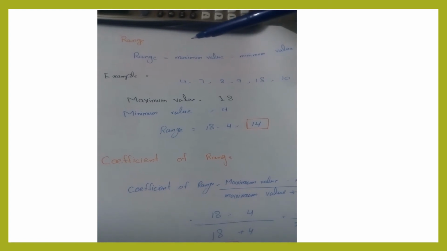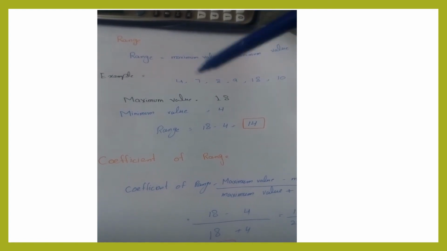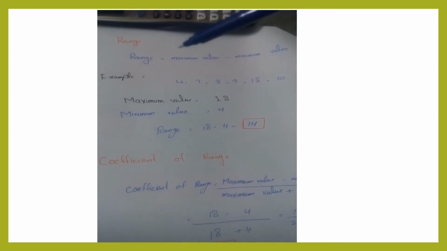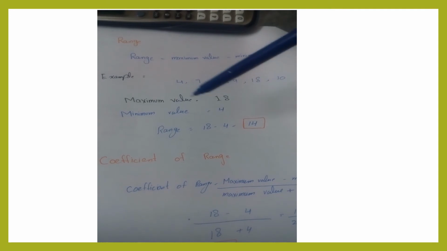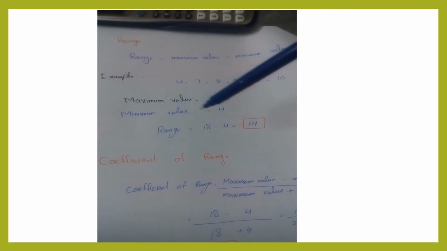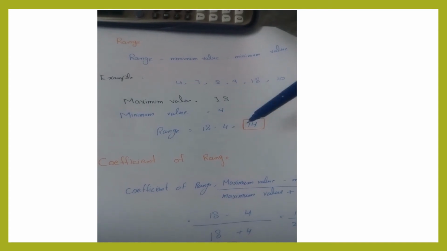Range. Range is basically the difference between the maximum value and the minimum value. Here is the formula of range: maximum value minus minimum value. For example, the maximum value is 18 and the minimum value is 4. The range is 18 minus 4, and 14 is the range.